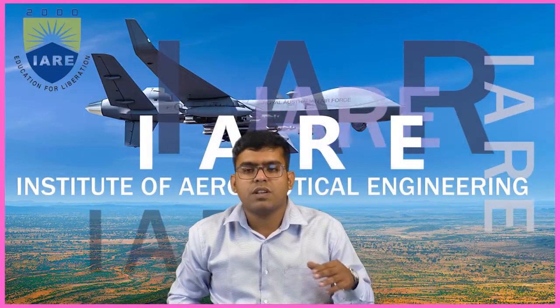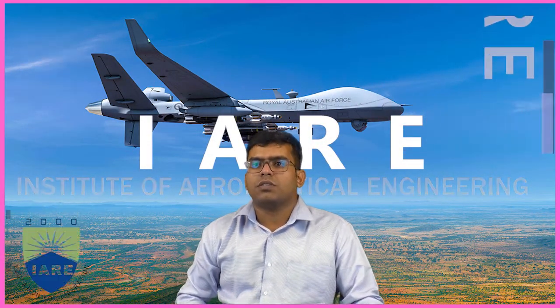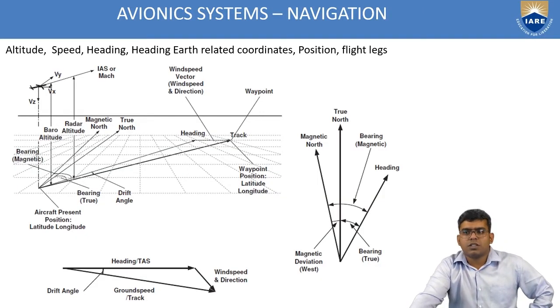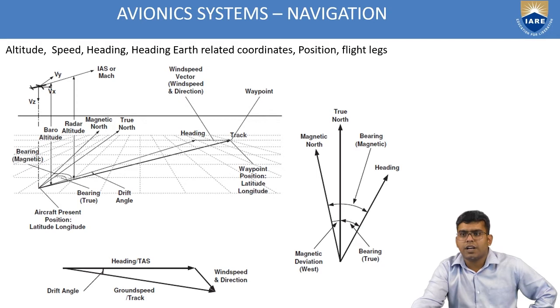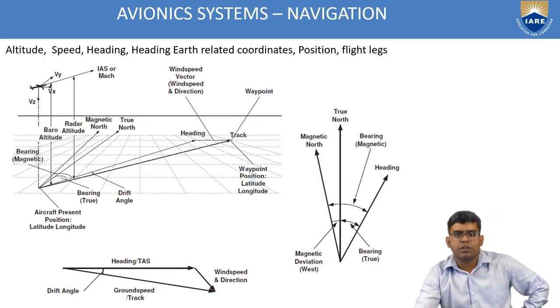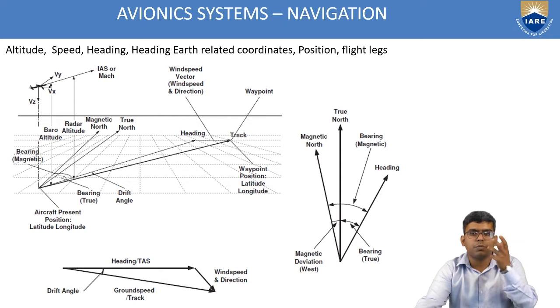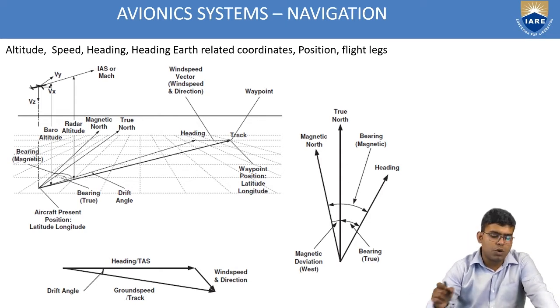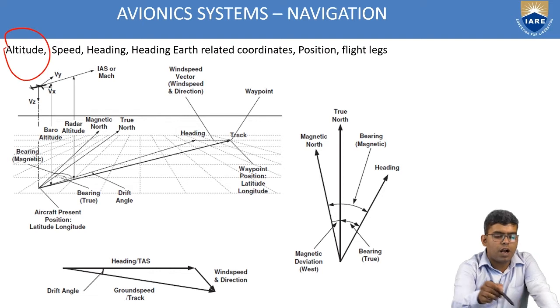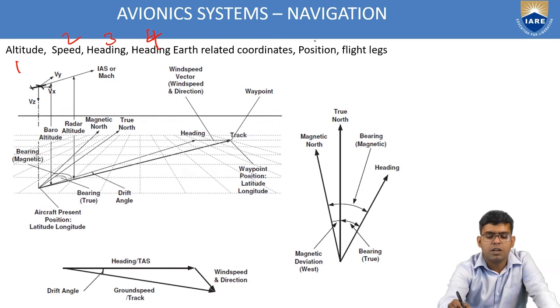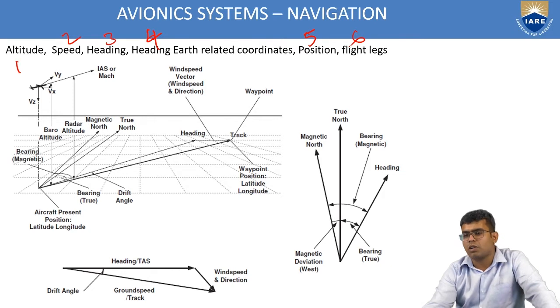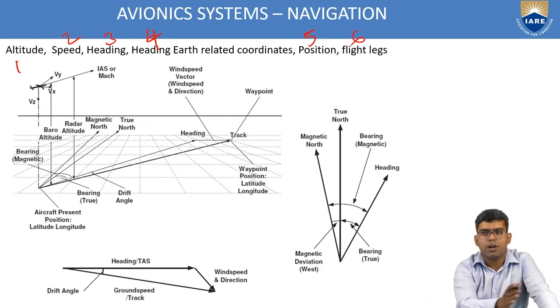In the avionics systems, we have the navigation control systems. So what is navigation? Navigation is a means to direct the aircraft to its destination. In this figure, we are seeing the major parameters of the navigation system. It is better to number them first. The first is barometric altitude. Second parameter is speed. Third parameter is heading, and fourth parameter is heading relative to Earth coordinates. Fifth parameter is position. And sixth is flight legs. Flight legs is not a parameter, it is just a thing which helps to guide all the other five.